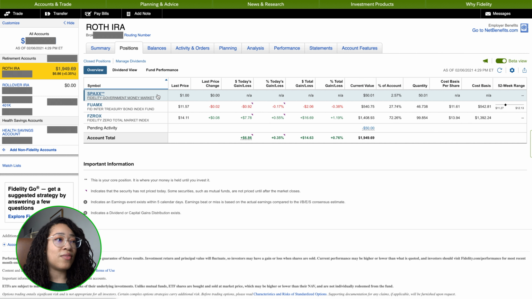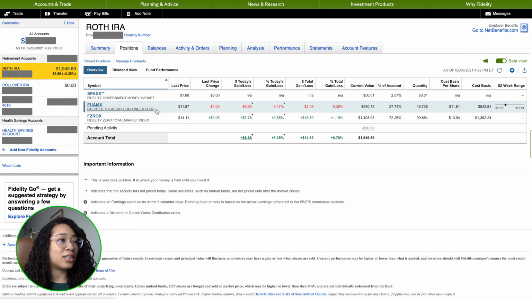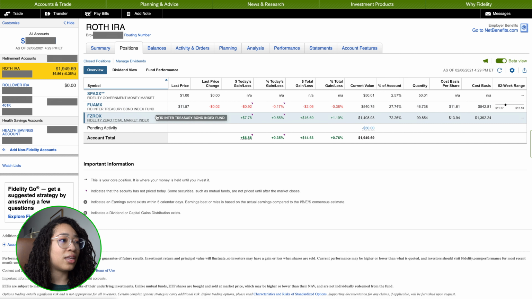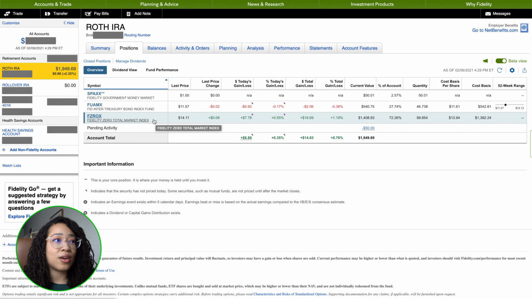But then when I started investing, these are the two that I chose. I'm not saying you have to choose these. That is not what I'm telling you, but this is what I chose. So I chose this Treasury bond index fund, and then I chose the Fidelity Zero Total Market Index Fund. So now this is what I'm investing in. Before I started, these two weren't here, and it was just the money market account.